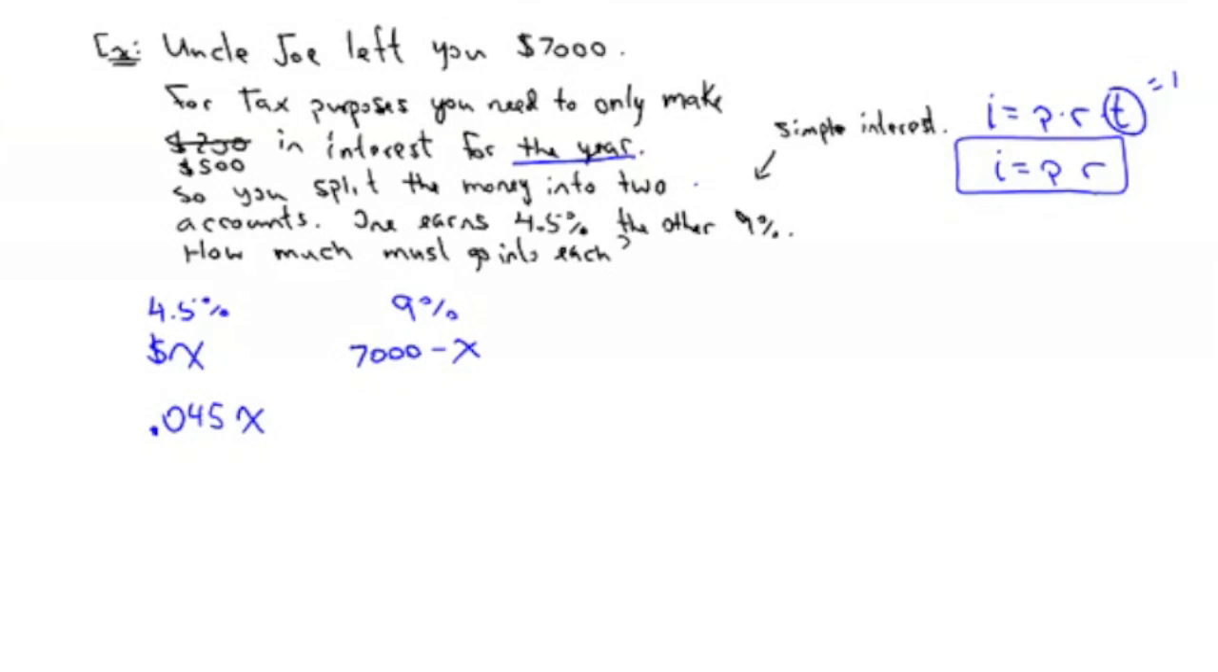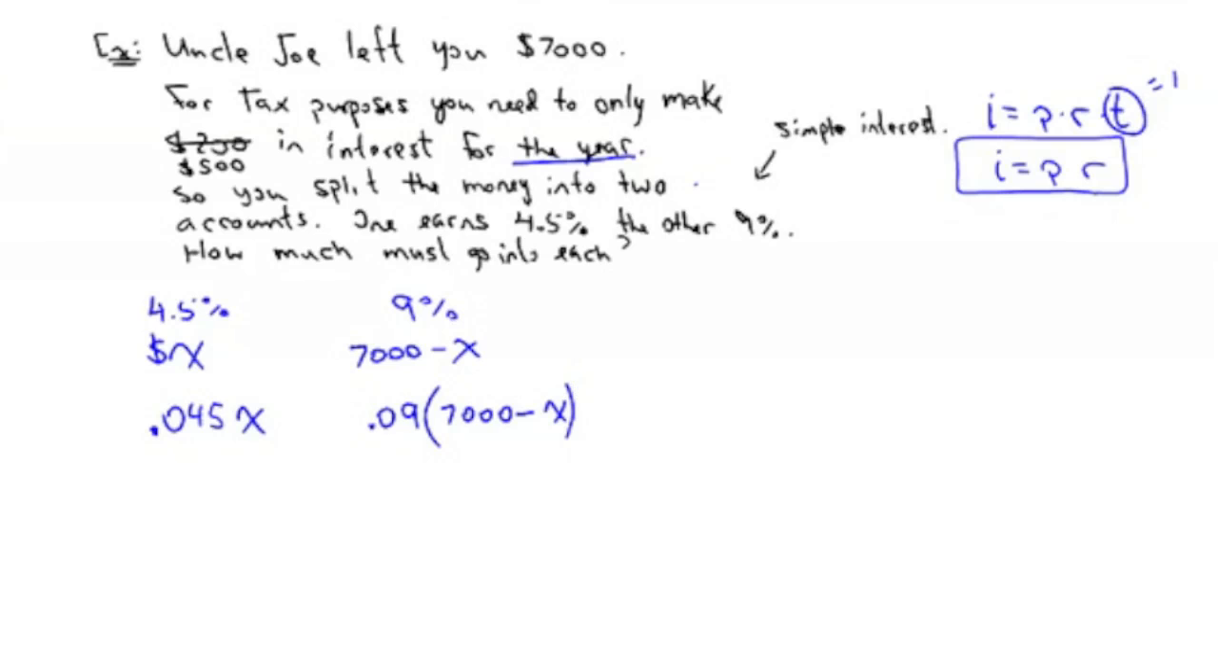How much interest did I gain from the second account? 9%, so you go 0.09 times, what's the principal over there? 7,000. Don't lose a 0. 7,000. That's another common mistake. When a lot of zeros are involved, people either drop them or add too many of them, and it throws your answer off by 10 one way or the other.